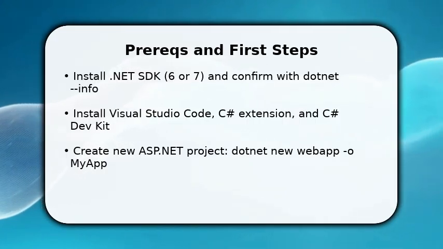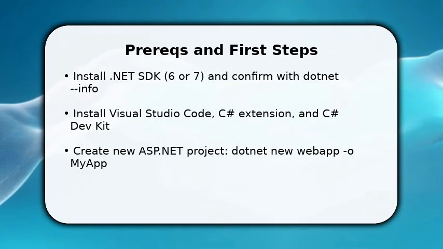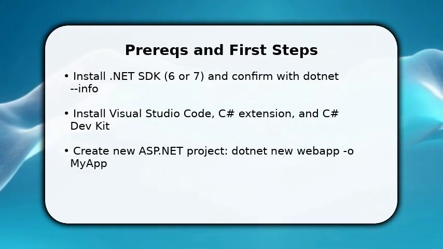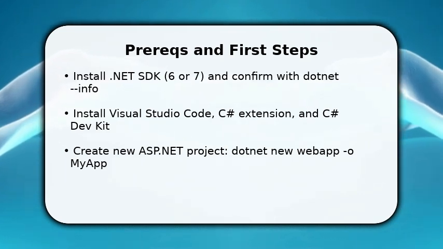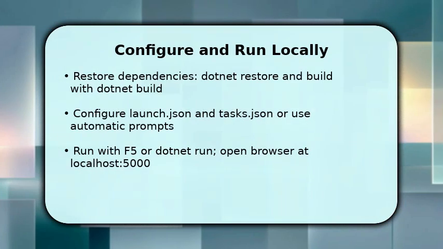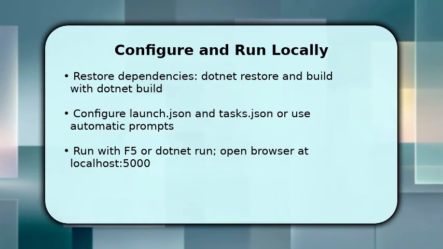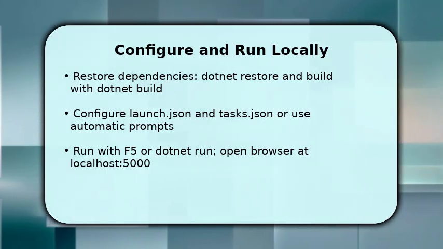Make sure to open the MyApp folder in VS Code so the workspace recognizes the SDK. This enables OmniSharp, IntelliSense, and debugging support immediately. Next, you restore and build so the environment is coherent. Run dotnet restore and dotnet build to catch errors early.